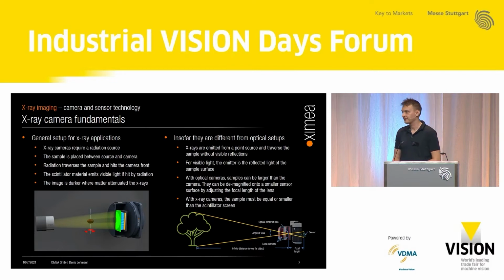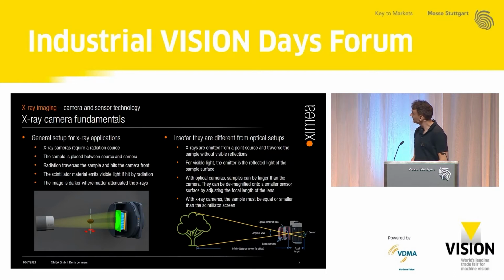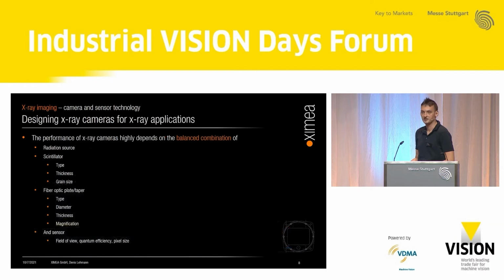For optical setups, the reflected light from large objects, like this tree you see there, is demagnified onto the sensor surface just by changing the focal length of your lens. And for X-ray cameras, there is no lens. So, no lens at the front. That means the sample must be equal or smaller to the size of your field of view, or the scintillator screen. Other than that, let me say that every X-ray camera is different and usually customized to a specific application.